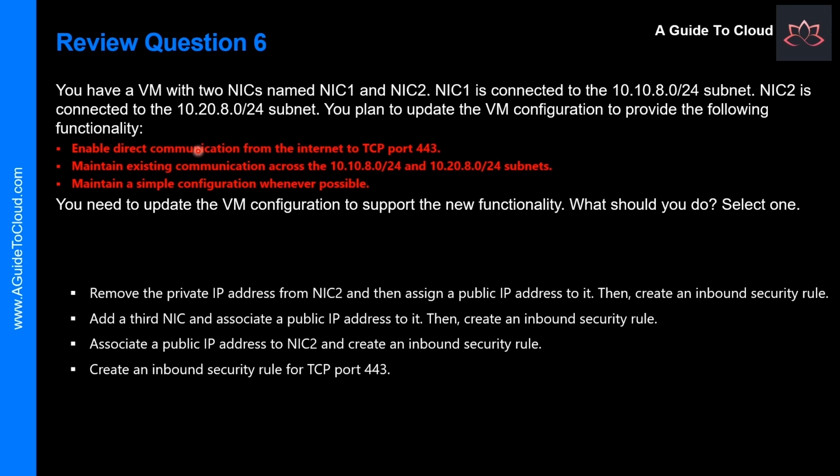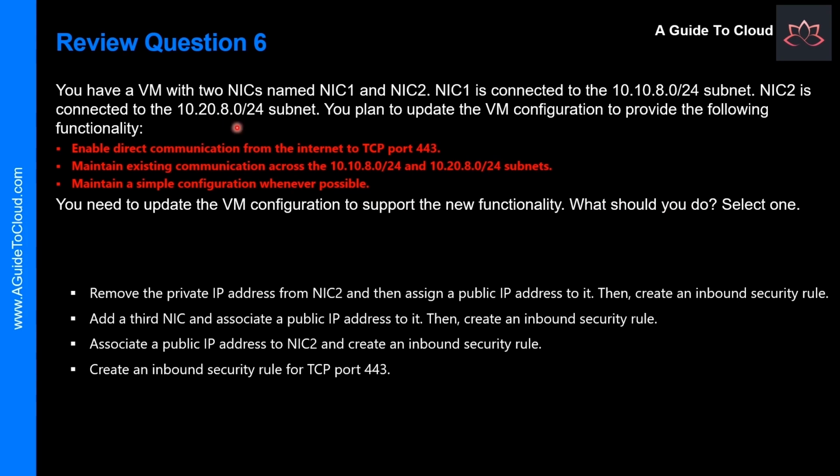The first configuration is enable direct communication from internet to TCP port 443. Second configuration change is maintain existing communication across 10.10.8.0/24 and 10.20.8.0/24 subnets, and maintain a simple configuration whenever possible. You need to update the VM configuration to support the new functionality. So what should you do?